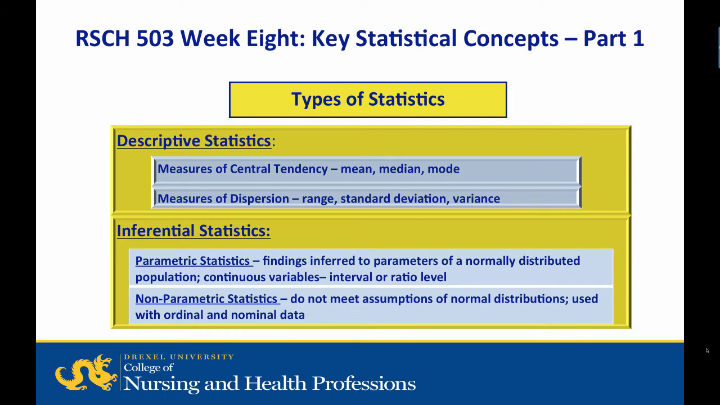Basically, there are two categories of statistics. First, descriptive statistics, which include both measures of central tendency (mean, median, and mode) and measures of dispersion (range, standard deviation, and variance). Second, inferential statistics, which include both parametric and non-parametric statistics, are described on the next slide.